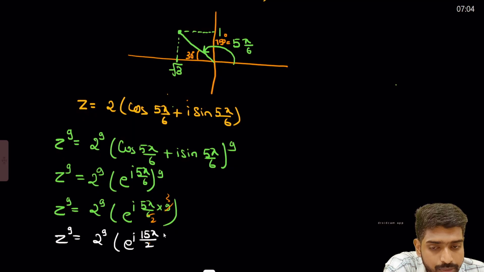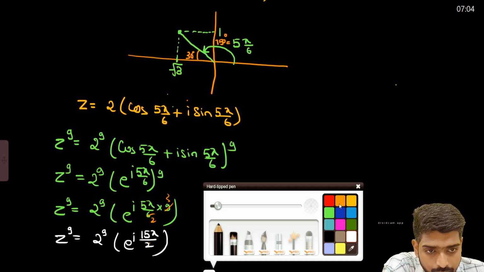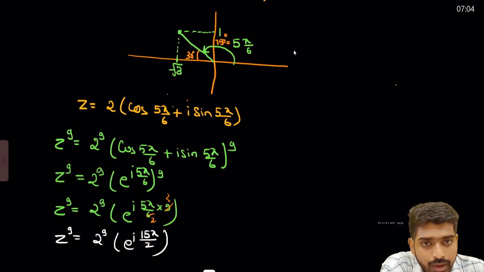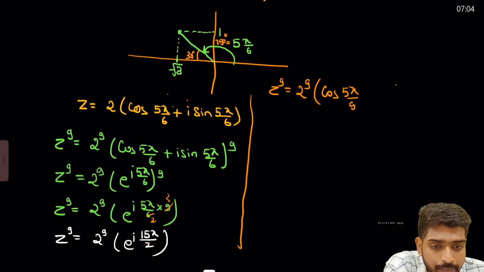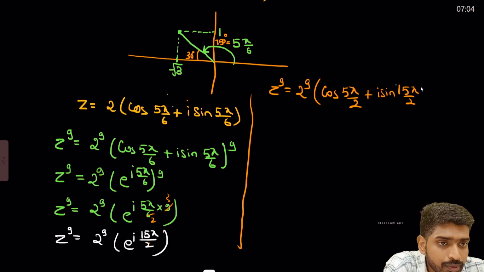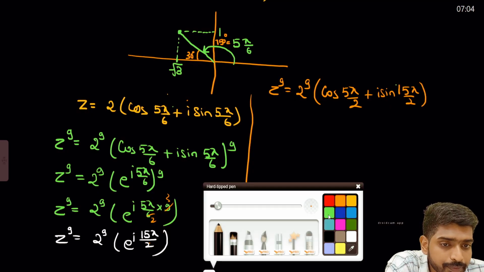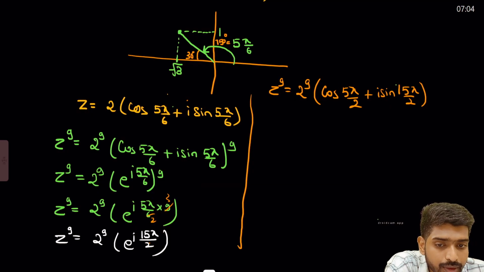Right? So now we'll convert it into polar form. So here z power 9 is nothing but 2 power 9, and this will be cos 15 pi by 2 plus iota sine 15 pi by 2. So z power 9 will be 2 power 9.